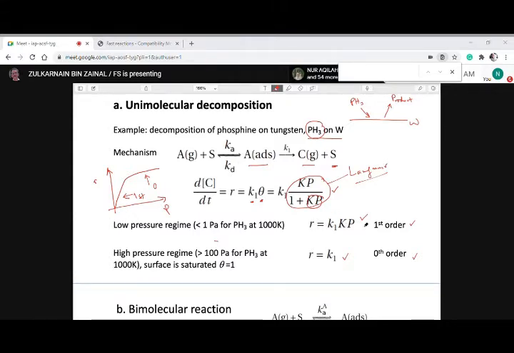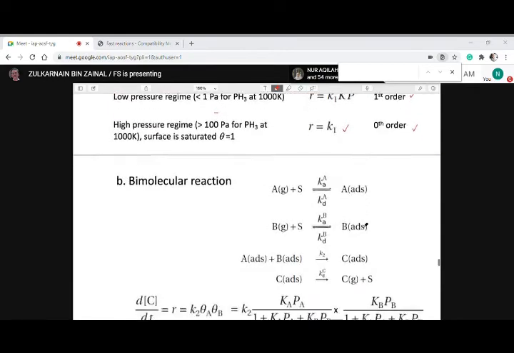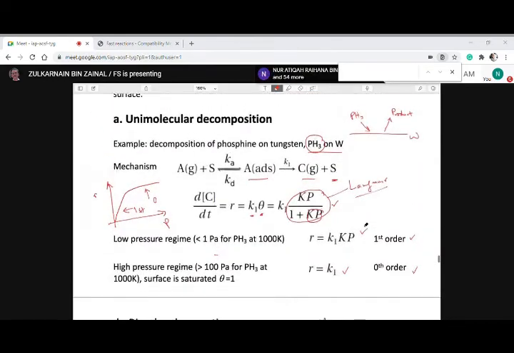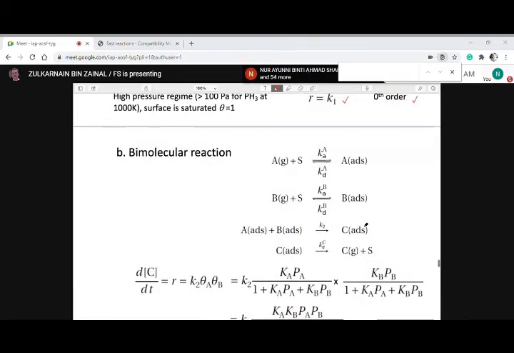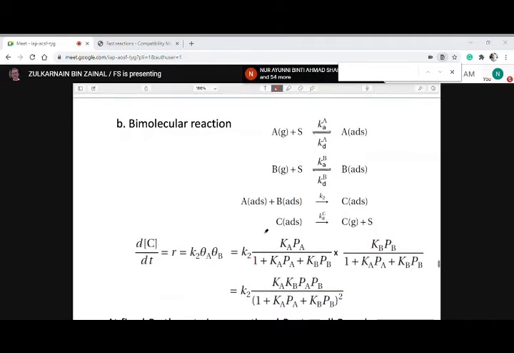Okay, so bimolecular reaction. For a bimolecular reaction, there have to be two reactants. So we have here A and also B as the reactants. They are actually competing to be adsorbed on the surface.